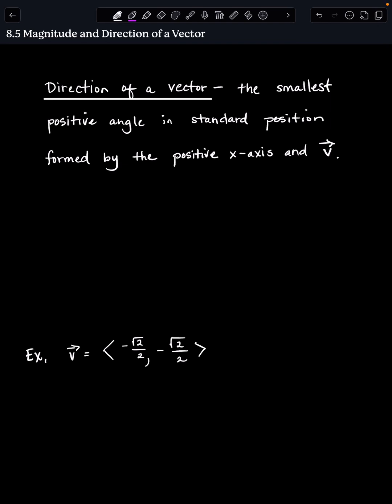Last thing we're going to do in 8.5 is find the magnitude and the direction of a vector. We have already talked about the magnitude, the length of the vector. You already know how to find the length of the vector. That's by using the Pythagorean theorem. The direction of the vector is just the smallest positive angle in standard position formed by the positive x-axis and the vector. So let's look at that visually.